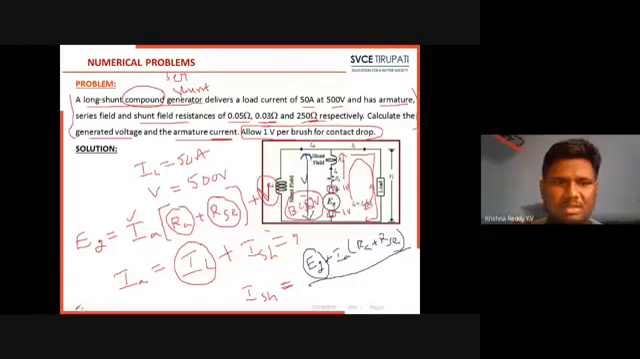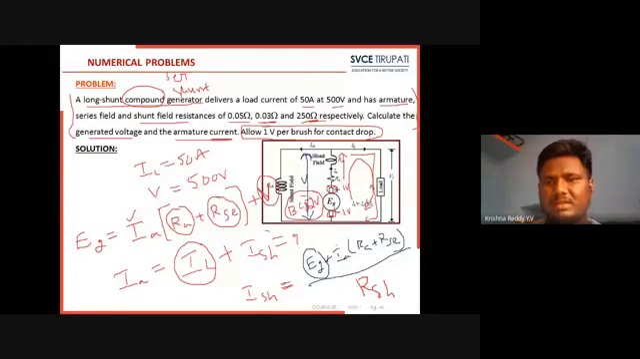If we take the armature winding circuit directly, here we need to include EG plus IA into RA plus RS, divided by RSH. But here we don't know the value of EG. That's why we take ISH as V divided by RSH, because we know the voltage across the load and the shunt field winding resistance. Then we can calculate the shunt field winding current.